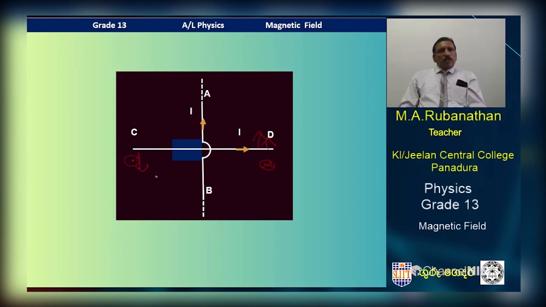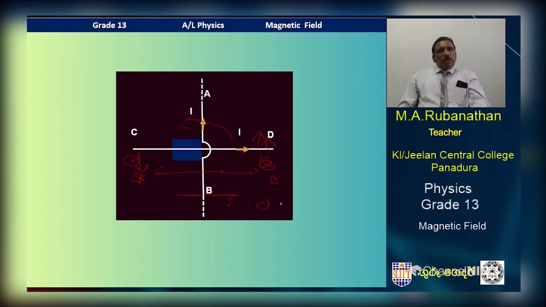So these forces are parallel and equal, because at the same distance the magnitude of the magnetic field is equal. Therefore, these two forces make an anti-clockwise torque, turning the conductor CD this way. But the resultant force is equal to 0, since one is upward and one is downward. Therefore, the resultant force is equal to 0.